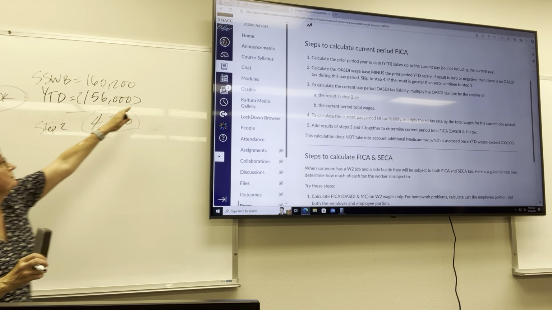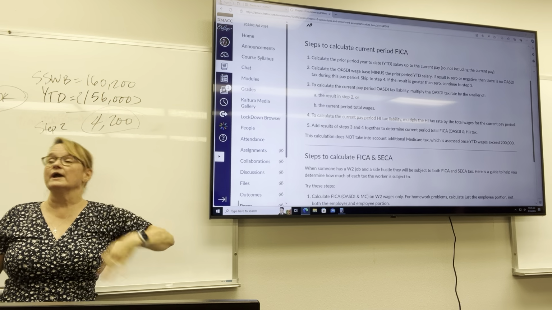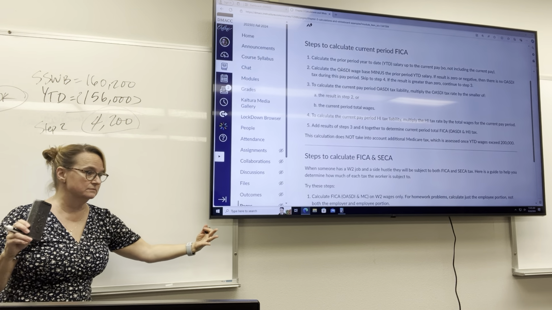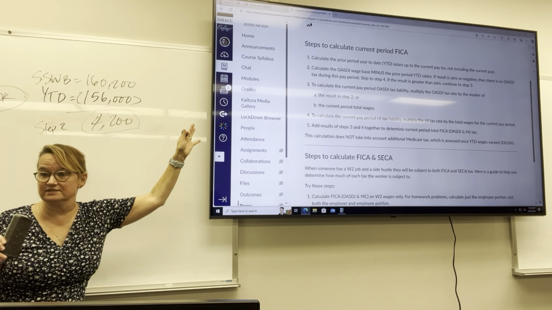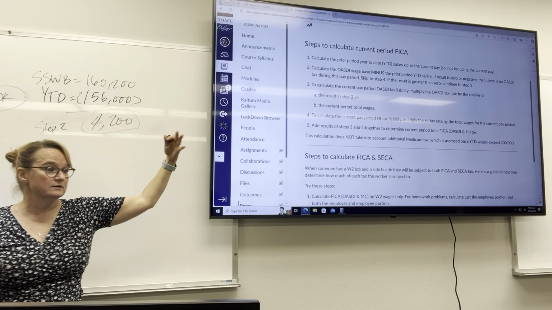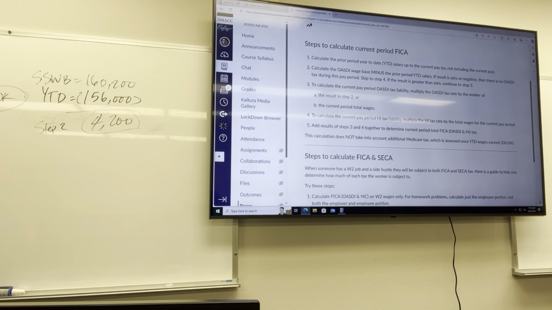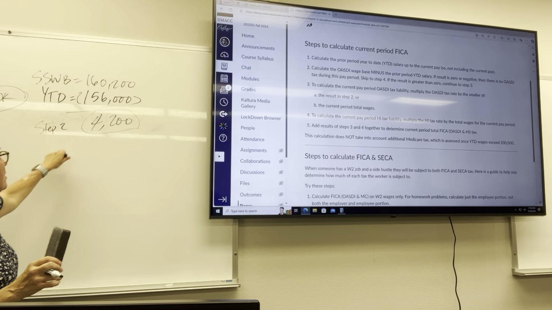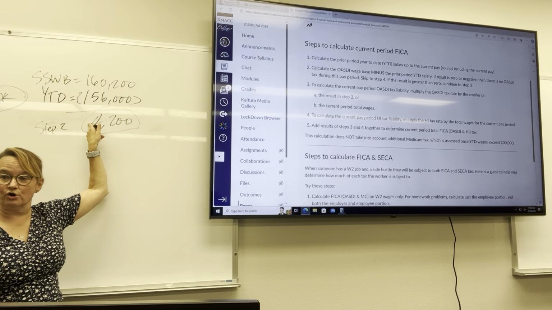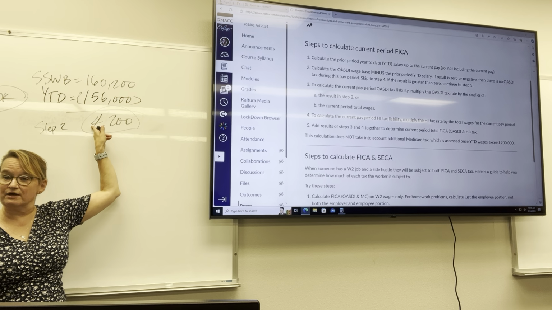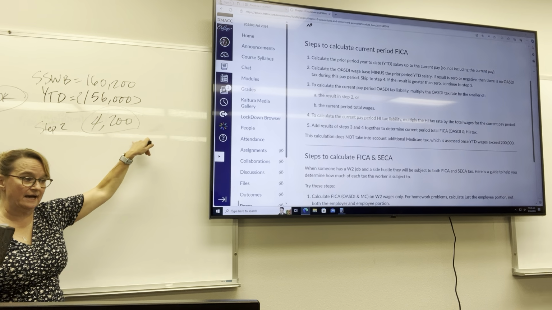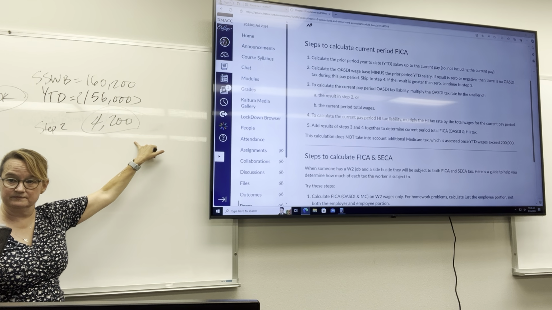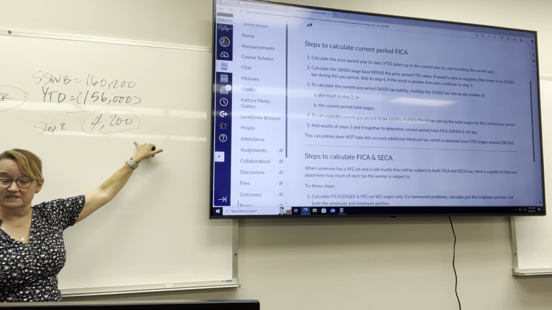If they made $156,000 up to now, and we're adding another $10,000 during this pay period, that's going to get them up to $166,000. They're over that $160,200 at that point. It's just that we have to figure out how much of the wages are over and above the $160,200 during this pay period. This calculation allows you to find it. Does that make sense?